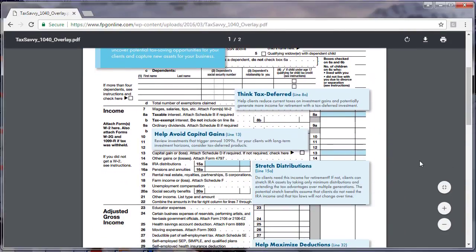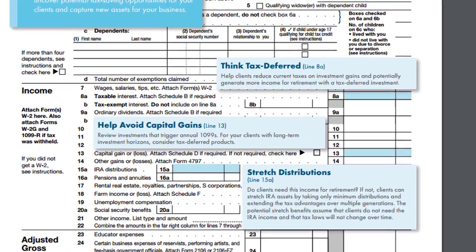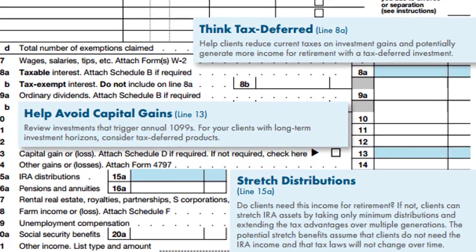So the first line that they have for us here is line 8A. It tells us to think tax deferred. Right, this is the line at which we are essentially identifying any taxable interest that we're going to have to recognize and pay taxes on. So using tax deferred investment options, we can help our clients to essentially remove this from their 1040 form and defer when they're going to have to pay that tax out into a later date. Options like annuities and cash value life insurance can help us accomplish this.